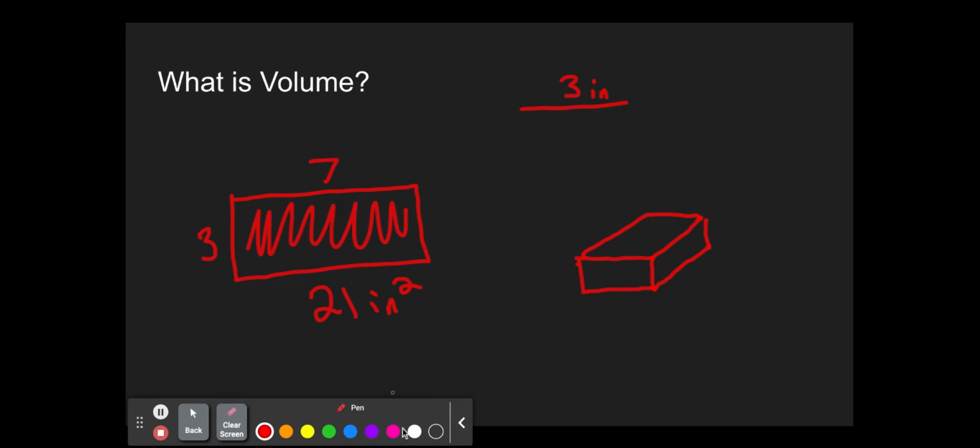Especially with prisms. Because look, you just need to find the area of the face, right? Well, the special face, the base. What is the area of that base? And then multiply that by how deep does it go? Because it's just repeating the area of this shape as many times as we go here.